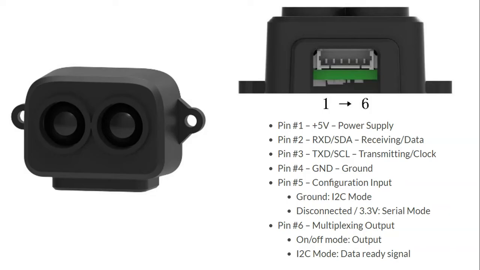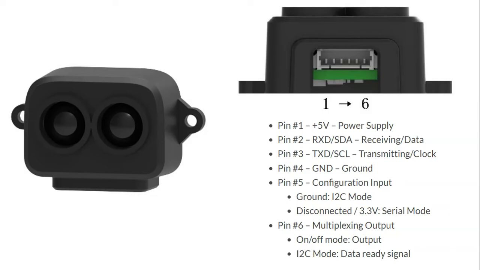Pin number 2 will be your RXD, SDA, basically your receiving and data pin. Then you have TXD and SEL for your clock or transmitting. Number 4 will be ground. And number 5 will be a configuration input. Basically, if you ground it, you will be running your sensor in I2C mode. If you have it disconnected or at 3.3 volts, it will be in serial mode.